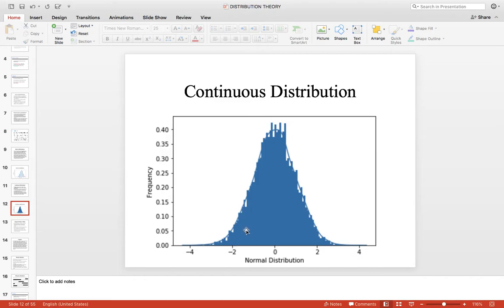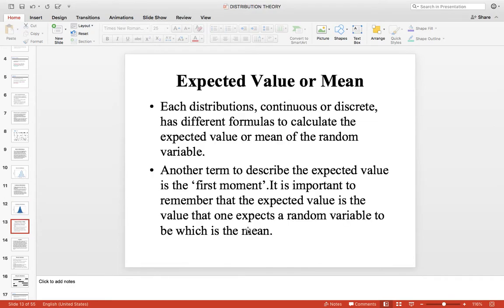It is not discrete as in the earlier case, so it can take any conceivable value. Now, what do you mean by expected value? Expected value is very important in distribution theory because expected value is nothing but the mean. Each distribution, continuous or discrete, has different formulas to calculate the expected value or mean of the random variable.